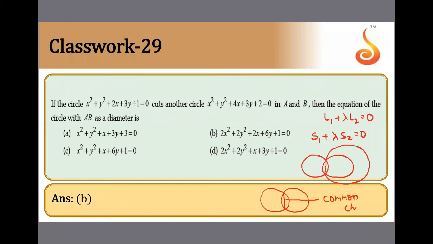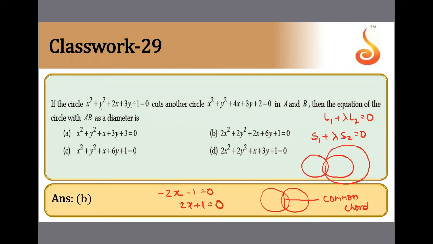Common chord. You get a common chord whenever you subtract two circles. If you subtract these two circles, what is the common chord we are getting? x square cancels, y square cancels. 2x minus 4x will give you minus 2x. And 3y will cancel. 1 minus 2 will give you minus 1. It means the common chord is 2x plus 1 equal to 0.